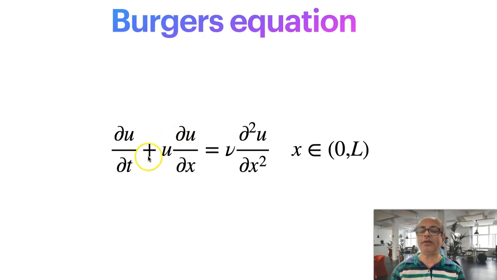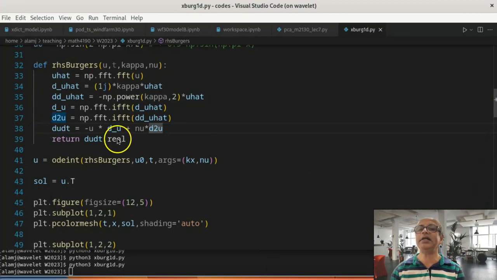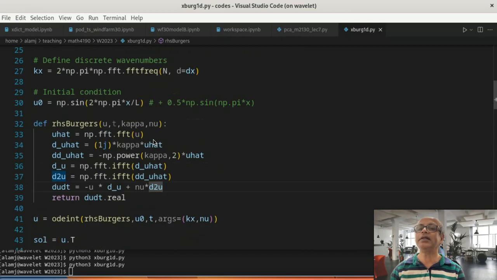So the speed here is u. If you can see here, my mouse is moving, cursor is moving, sorry. So if u is positive, then the wave will be moving to the right. If u is negative, the wave will be moving to the left. And we can explore this here in the solution numerically.